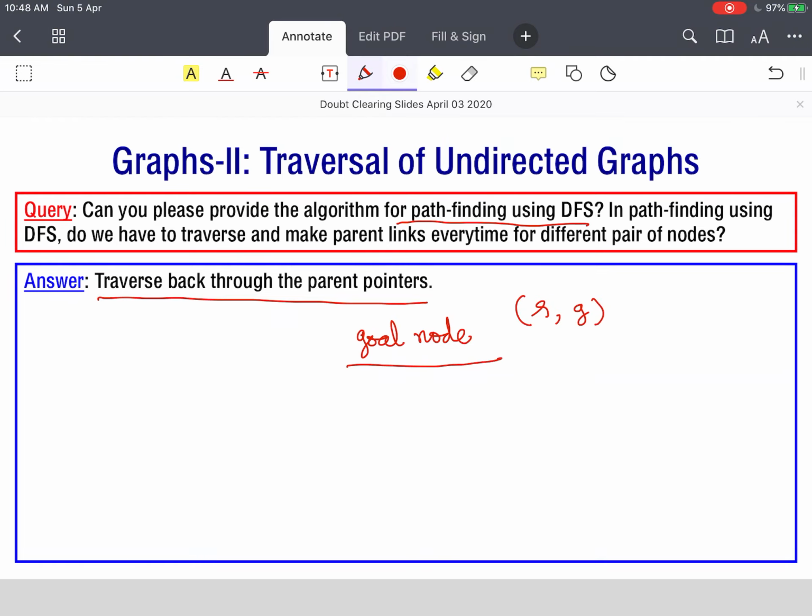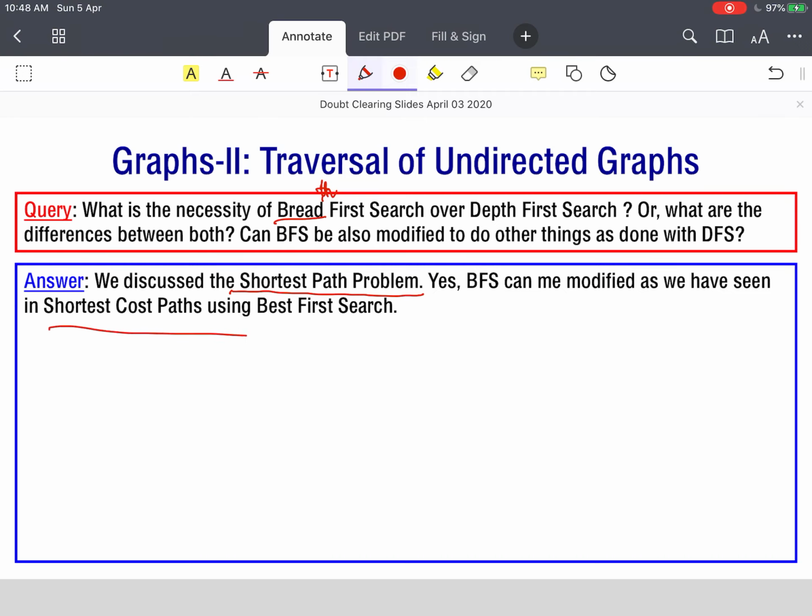Breadth first search. So we have seen breadth first search is effective to find the shortest cost path. BFS can be modified to find shortest cost paths in weighted trees, and we have seen that. So I hope you understand the requirement for it now.